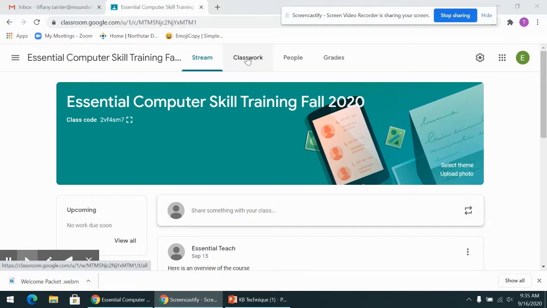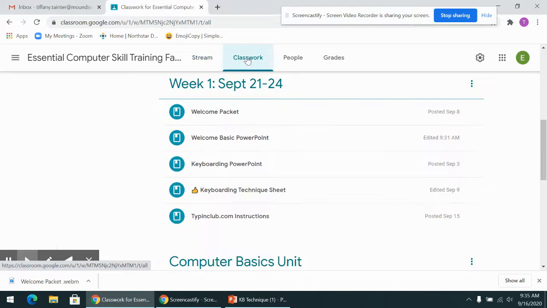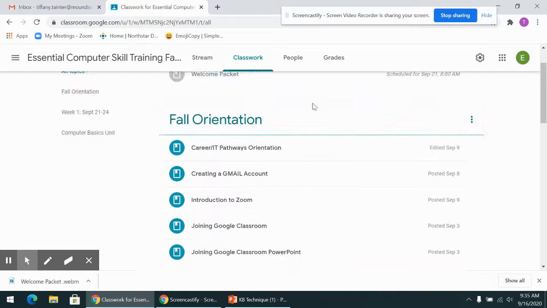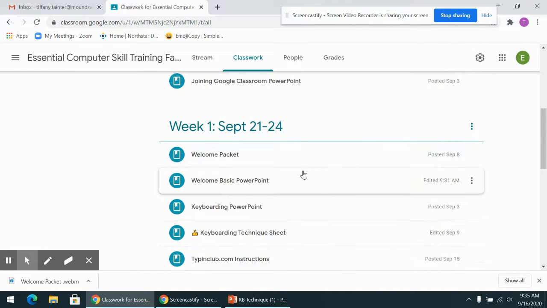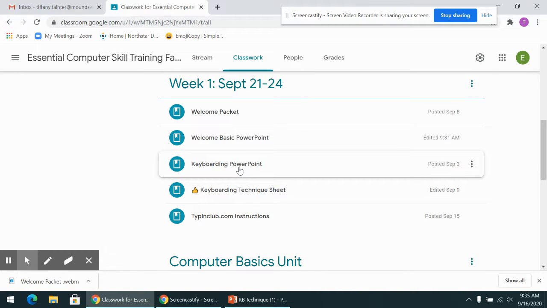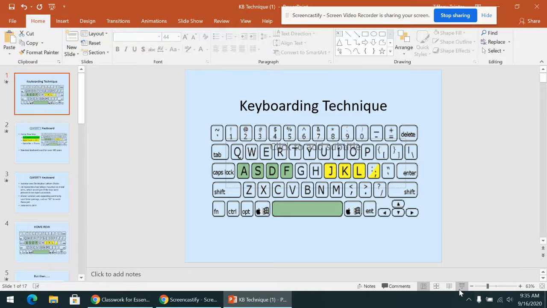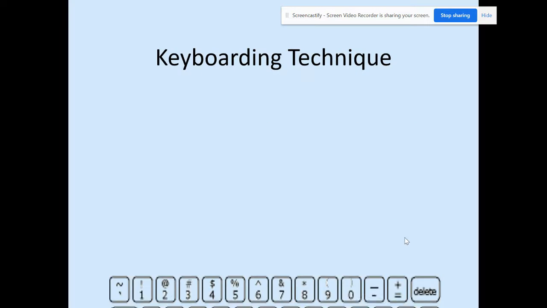Speaking of the word class, remember when we go under classwork, we have all of the materials and assignments that we need. So we've gone through the fall orientation. Yesterday, we did the welcome packet and PowerPoint, and now today we're going to be looking at keyboarding technique. So let's take a look at keyboarding.